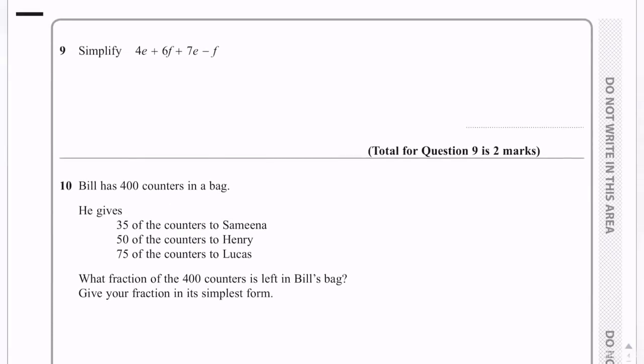Collecting some like terms, let's have a look. We've got 4e's and 7e's there. So adding those together, because that's a plus 7e, gives us 11e. And then having a look at the other letter separately, we have 6f take away 1f, and 6 take away 1 is 5, and that's positive 5, so it's 11e plus 5f. And that's our simplified expression there.